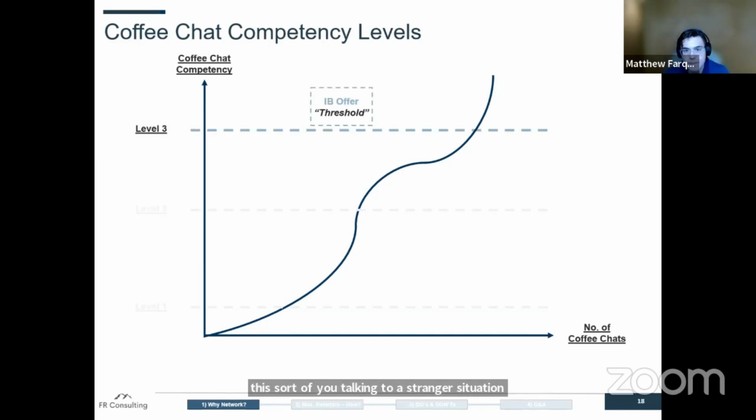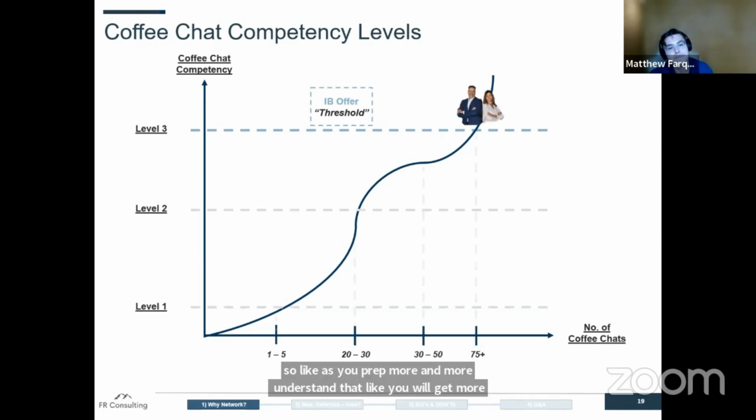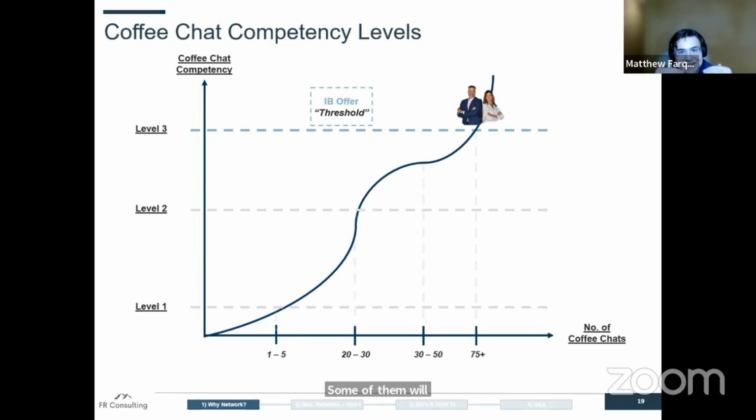Level 3 is where you can walk into any chat with no prep at all, but have a conversation. They think that you prepped for it. You have no anxiety walking into it. Prepping itself is a skill, and as you prep more and more, understand that you will get more efficient at it. So not all your chats will be 30 minutes of prep. Some of them will. Level 3 really is the stage that you want to get to to land those IB offers.